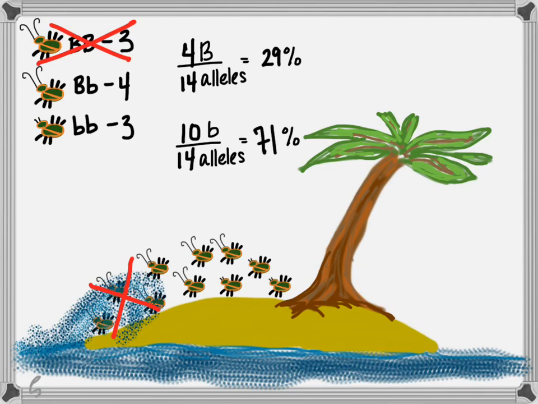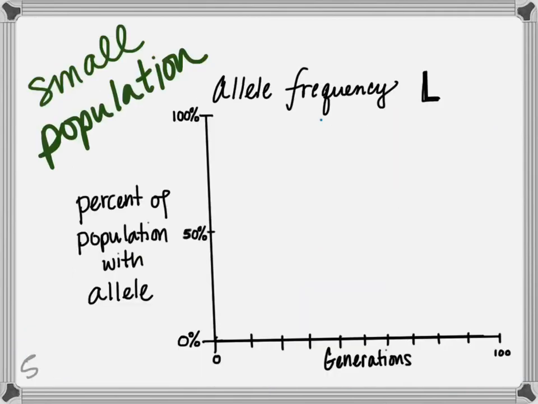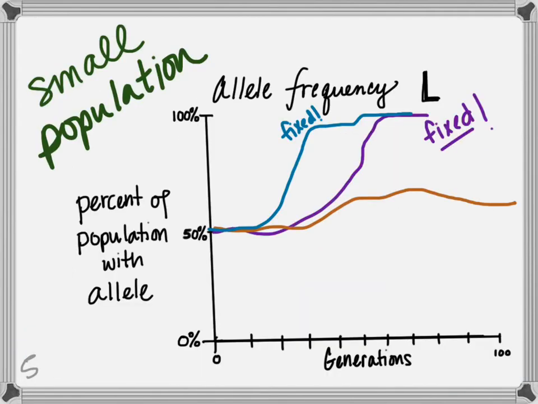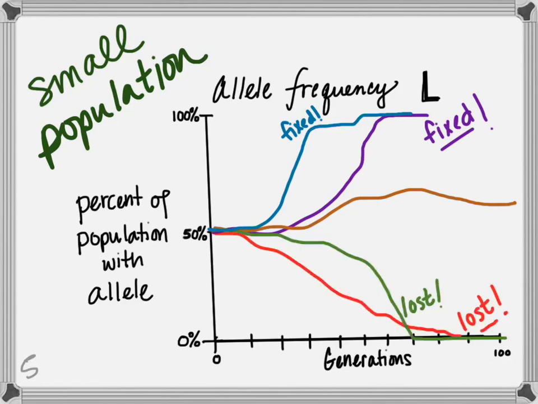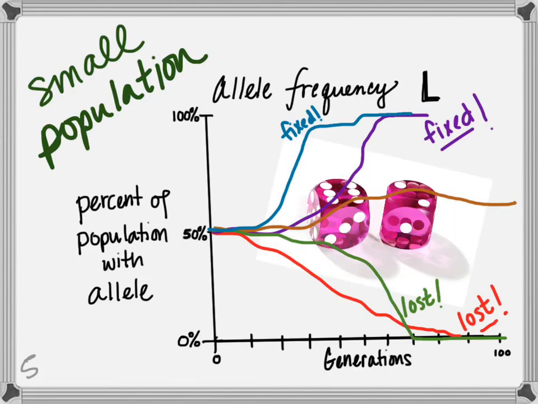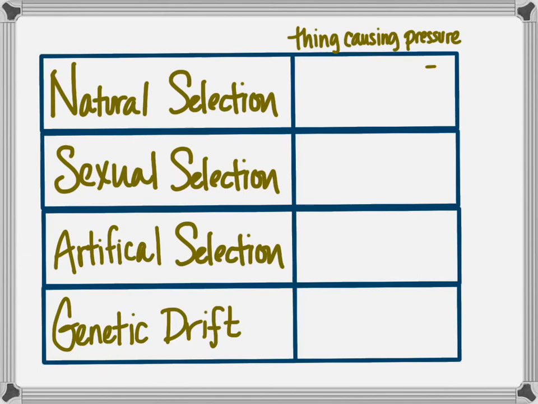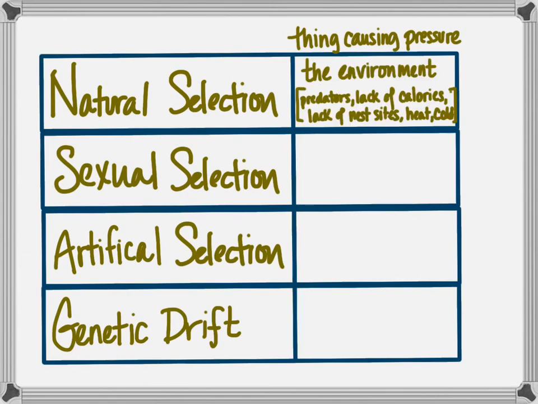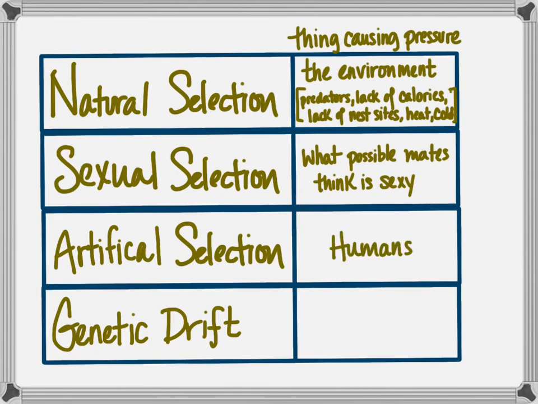In a very small population, it's much more likely that an allele will either become fixed, meaning everyone has it, or lost, disappear and no one has it, just due to random events. So, in natural selection, the environment causes selective pressure. In sexual selection, it's what mates want. In artificial selection, it's humans. And in genetic drift, it's an absolute luck of the draw, random chance.